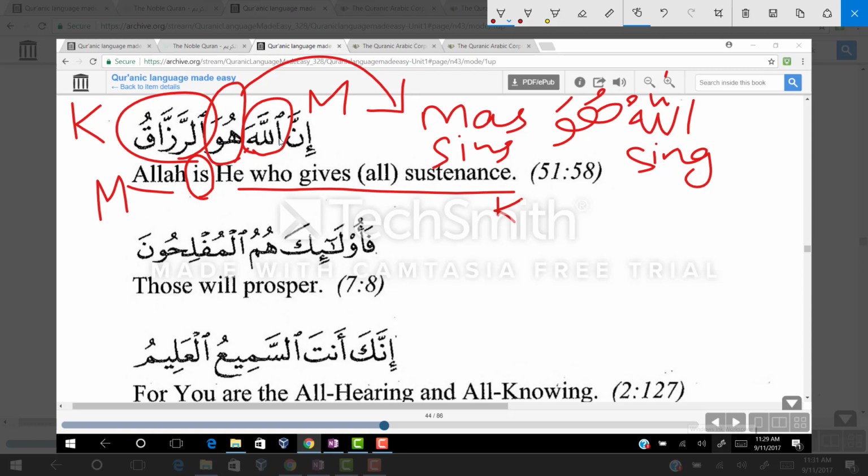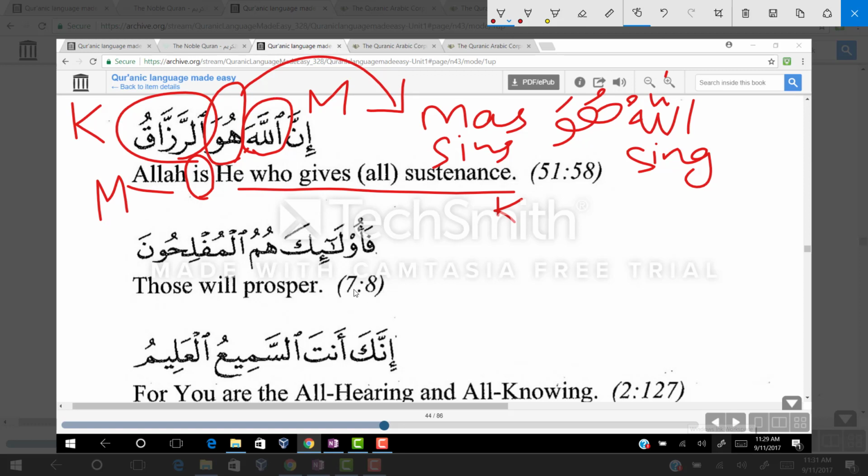So Allahu is the subject or the mubtada, and ar-razzaqu is the predicate or the khabar. So huwa is placed in between Allah and ar-razzaq. Allah is he who gives all the sustenance. Clear? This is very simple. When the khabar or the predicate is marifa, then a detached pronoun which is in accordance with the number and gender of the mubtada is placed in between mubtada and khabar.